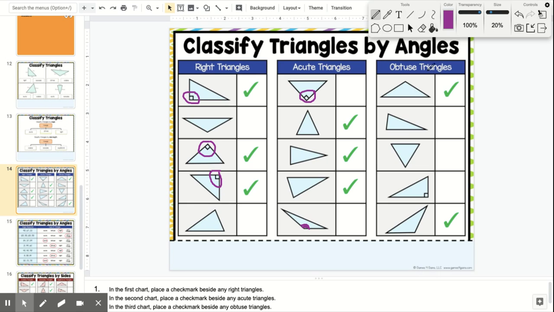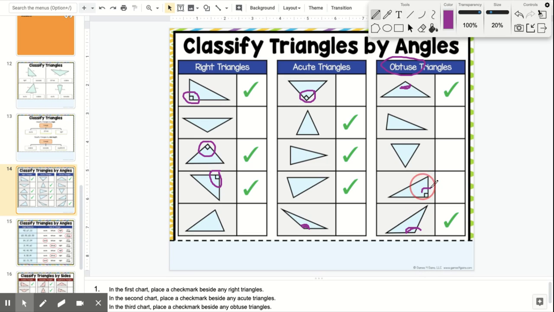And then for the obtuse triangles, this last column, there were only two. It's an obtuse triangle if there is one obtuse angle present. So in this first one, this was your obtuse angle. And in the bottom one, this was your obtuse angle.